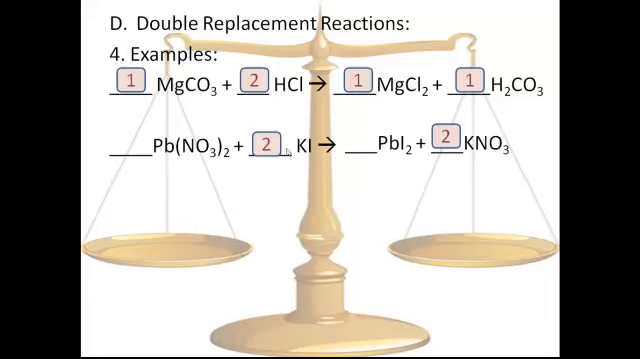Now let's check your I's. 2 I's, 2 I's. I think I'm all set. Pb, 1, 1, check, check. Nitrate, 2, 2, check, check. K's, 2, 2, check, check. And I's, 2, 2. All set.